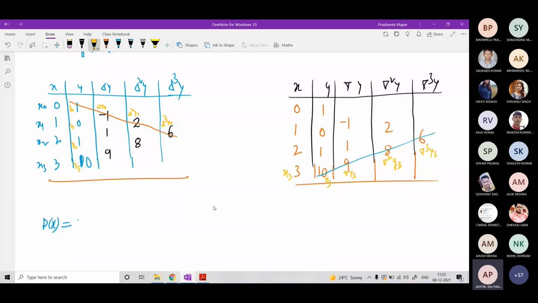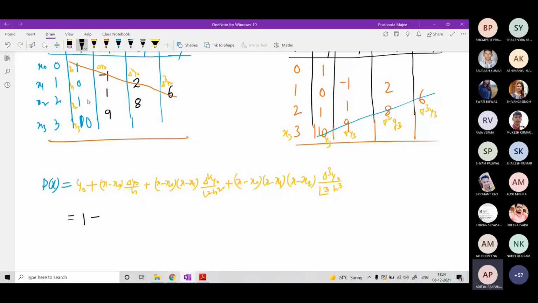Okay, so now tell me the polynomial using Newton's forward difference formula. Y naught plus (x minus x naught) into delta y naught by h, plus (x minus x naught)(x minus x1) del square y naught by factorial 2 h square, plus (x minus x naught)(x minus x1)(x minus x2) del cube y naught by factorial 3 h cube. So substitute those values here. What is y naught?